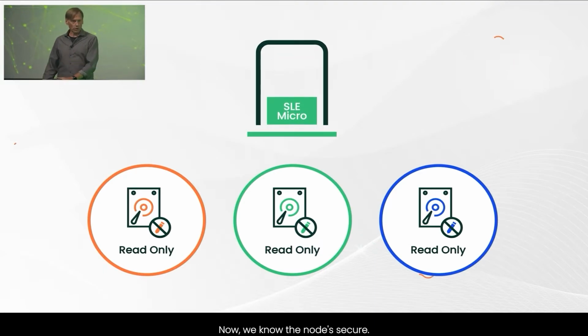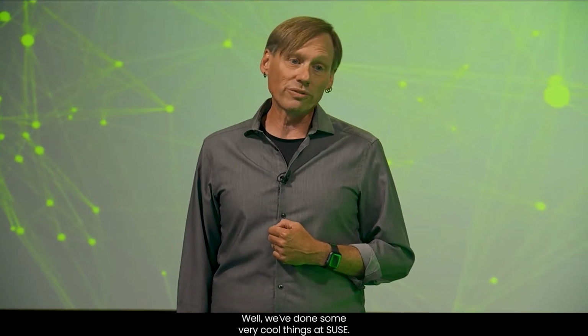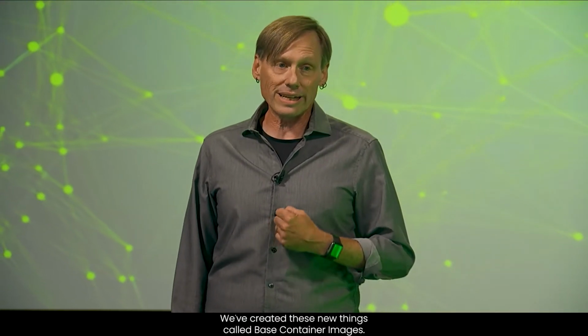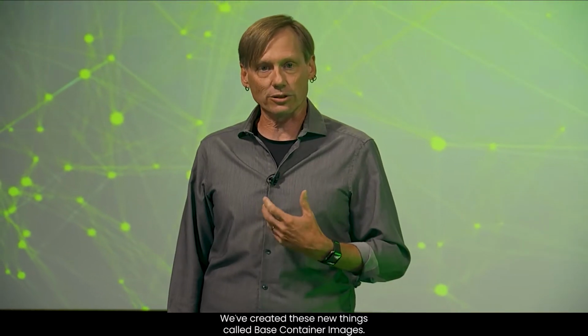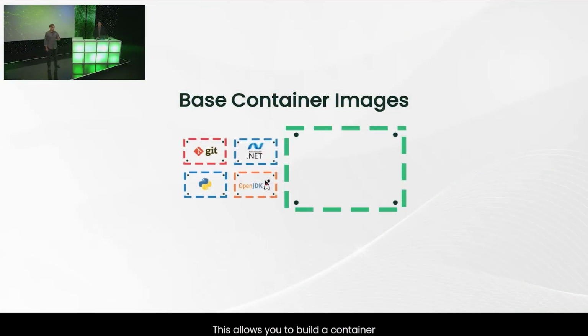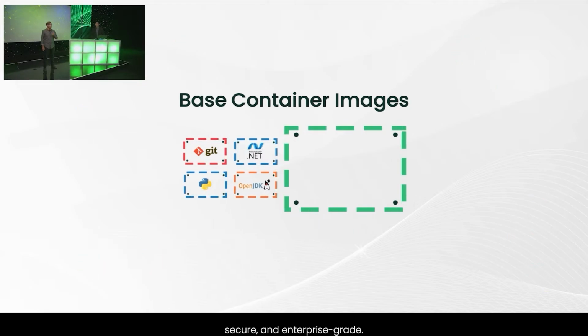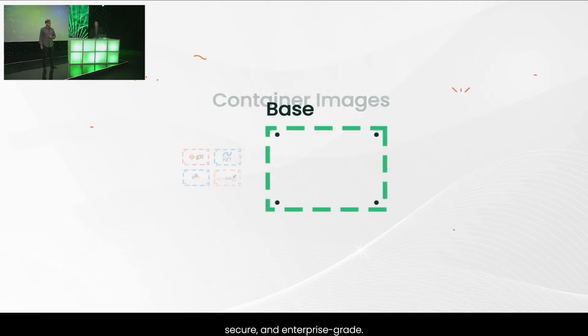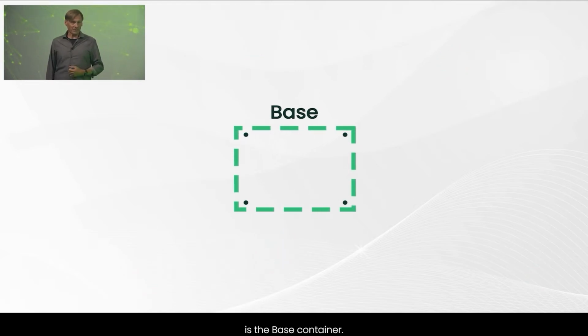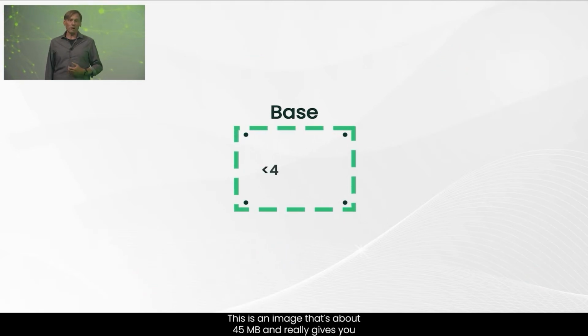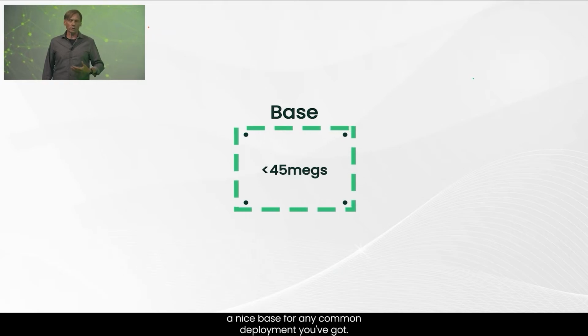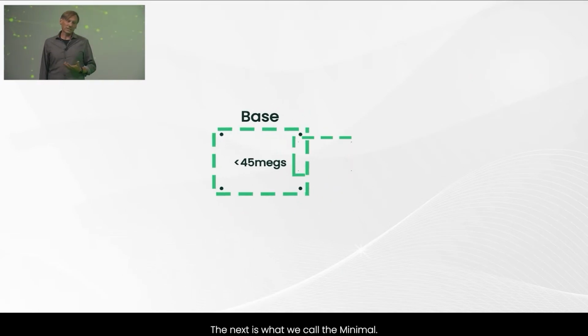Now, we know the node's secure. How do we know the container's secure, the place where all the code actually resides? Well, we've done some very cool things at SUSE. We've created these new things called base container images. This allows you to build a container off of a SLES operating system that we know is rock solid, secure, and enterprise grade. The first one that I'm going to talk about is the base container. This is an image that's about 45 megs and really gives you a nice base for any common deployment you've got. The next is what we call the minimal.